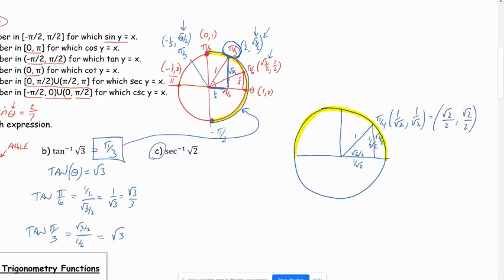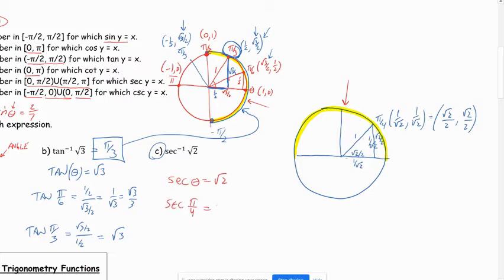Okay, so for sine, we highlighted that part of the unit circle. For cosine and secant, we look at that part of the unit circle. And so now we're looking for a ratio of root 2. So this means we're looking for the secant of some angle that would be equal to root 2. And so if I try pi over 4, let's see what the secant of pi over 4 is.